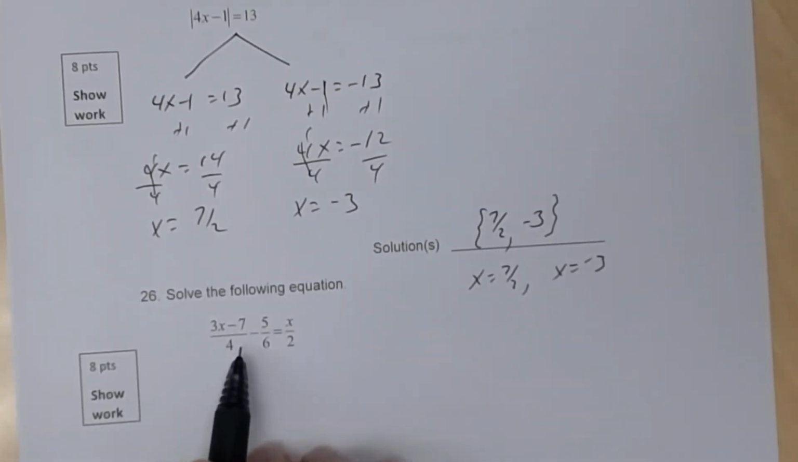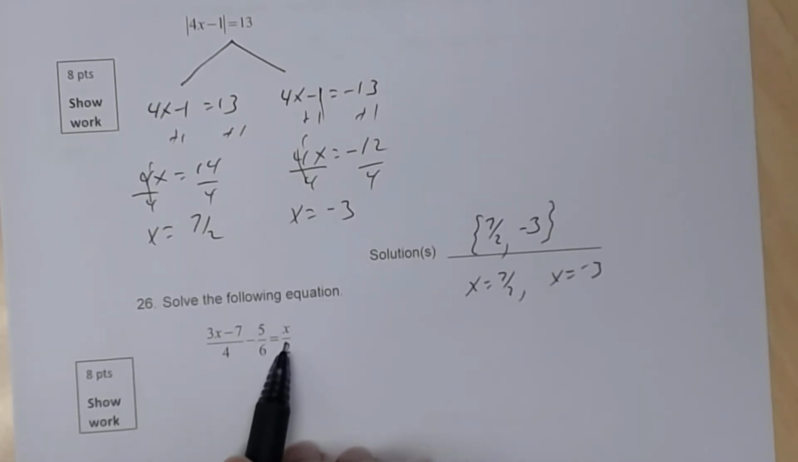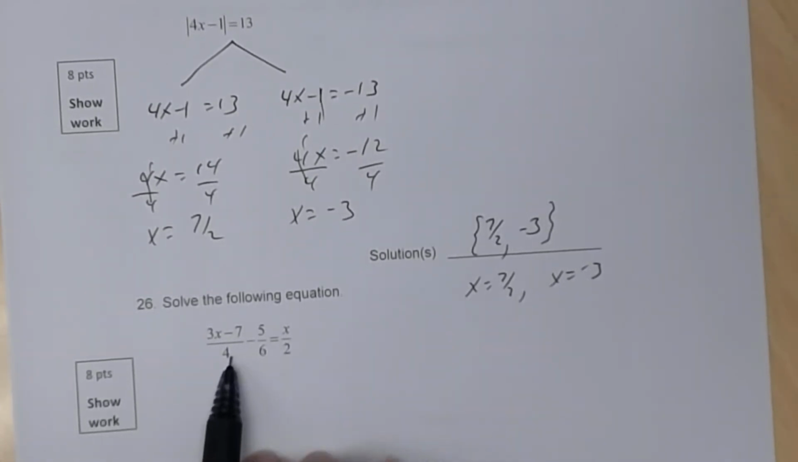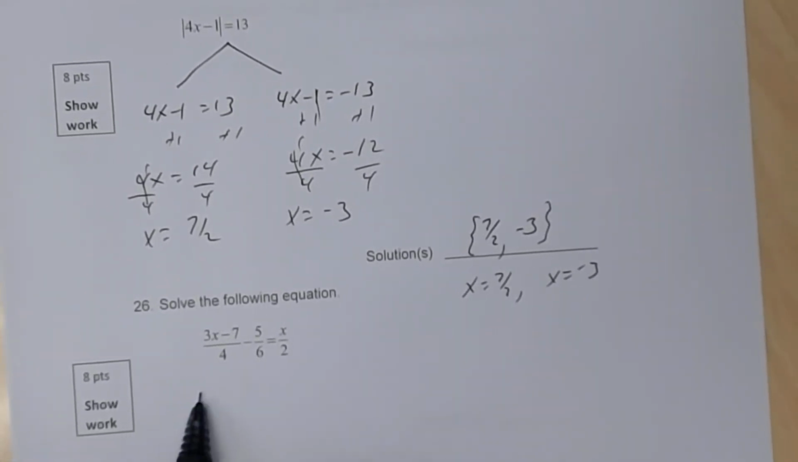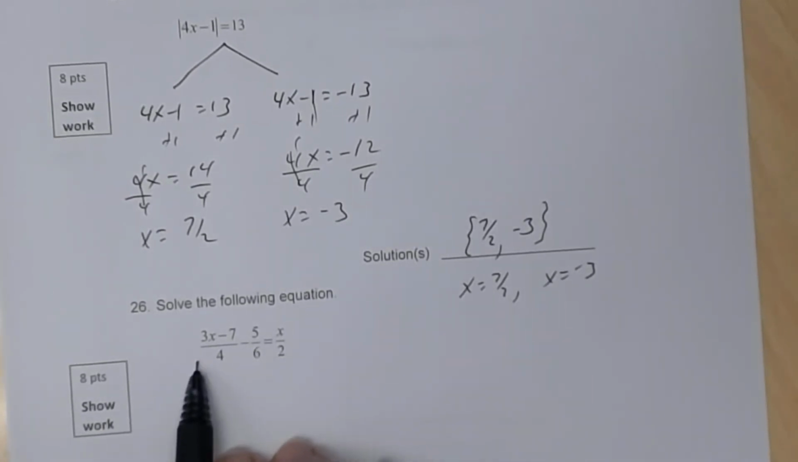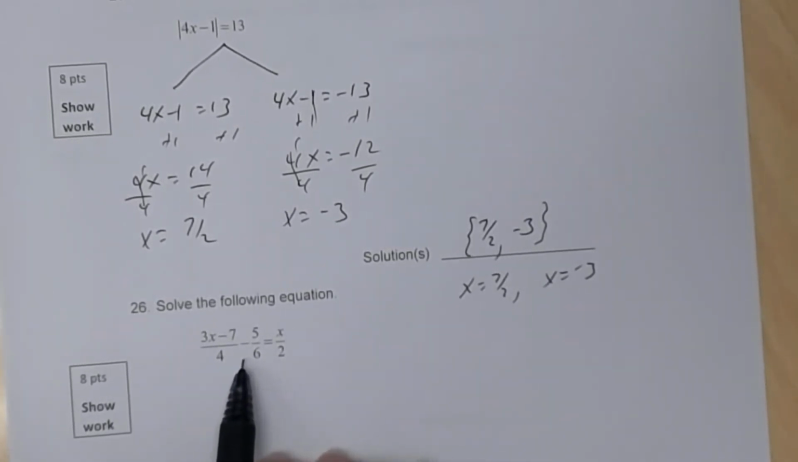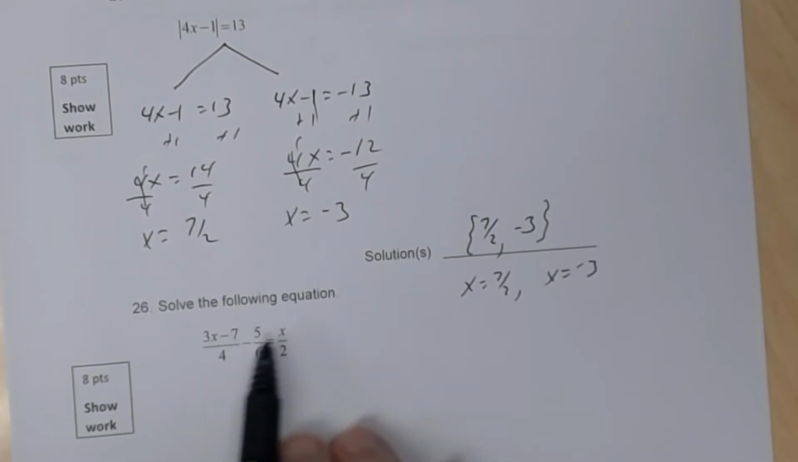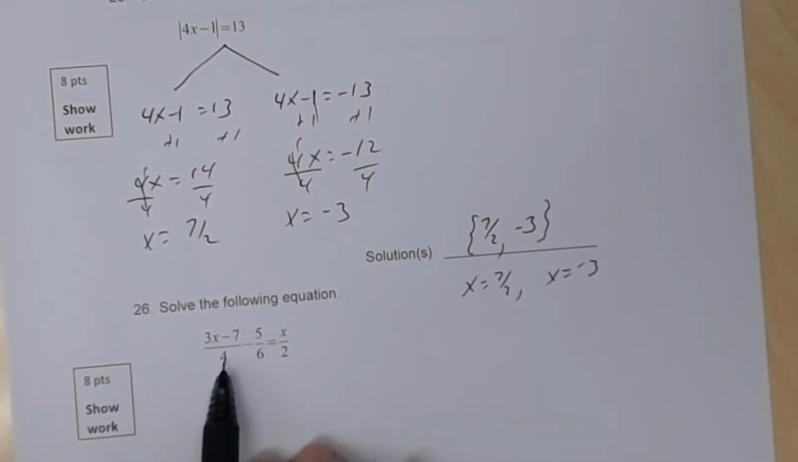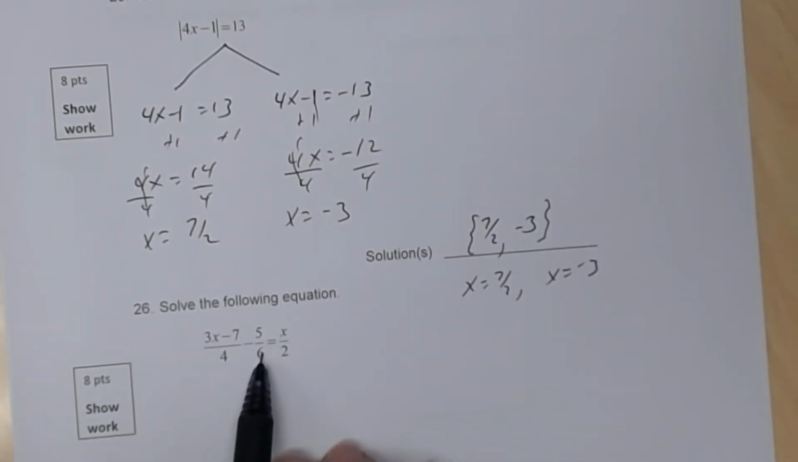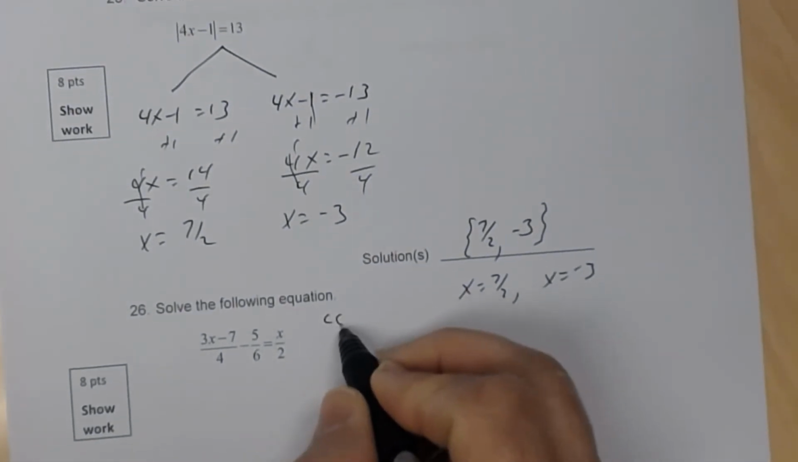Okay, in 26, you have this linear equation. The denominators are all whole numbers. So when solving a linear equation, if you have fractions in it, you want to find the LCD. So you're going to clear the fractions using the LCD. So the LCD of 4, 6, and 2 is 12. So the LCD is 12.